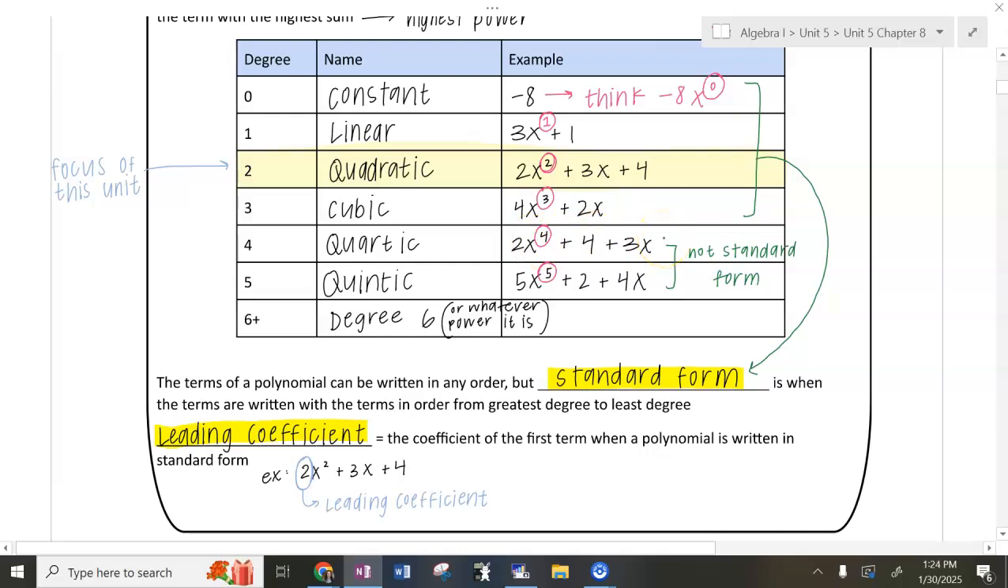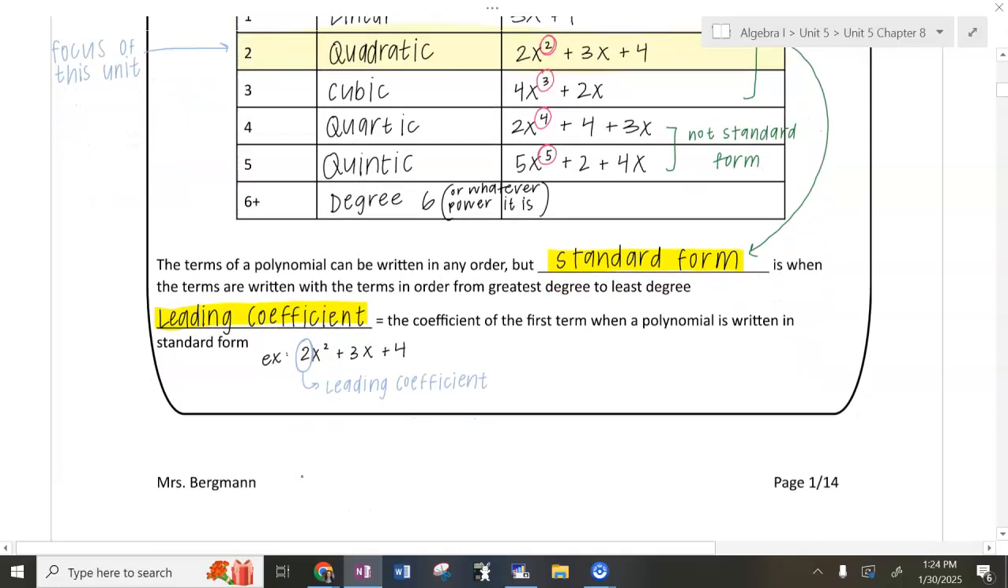Once you have the polynomial in order from greatest power to least power or highest power to lowest power, you can tell the leading coefficient. That's the coefficient of the first term when it's written in standard form. So you have to put it in standard form first, then you can tell the leading coefficient. The leading coefficient is really helpful. You'll need to know what the leading coefficient is because eventually you'll learn something called the leading term test, which is based on the leading coefficient. So just know the leading coefficient, you have to put it in standard form, and then it's the first coefficient in standard form.